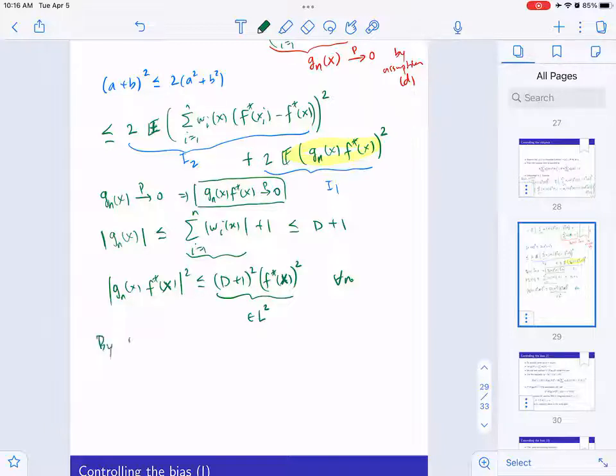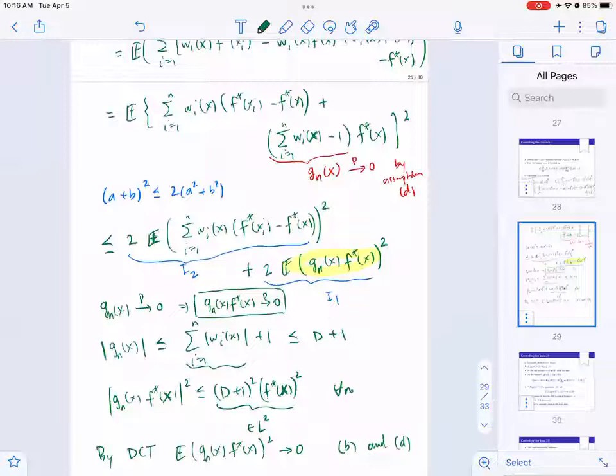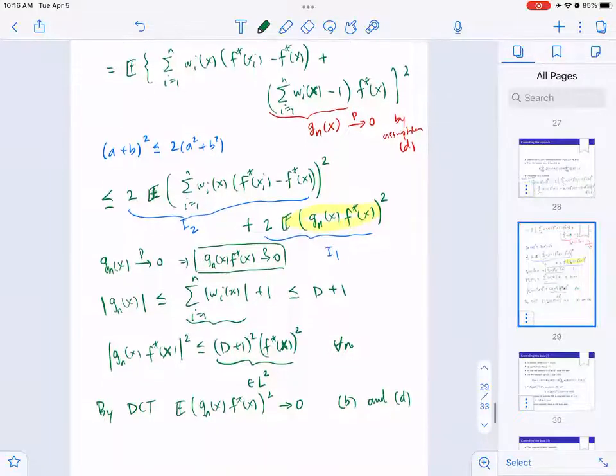So by DCT, in the end, G_n(x) f*(x) goes to 0. This relies on assumption, I believe E, the boundedness, and probably D. You can see that this sum can be different from 1, but this has to go to 1 for this to go to 0. So in order to control this, we need this condition, more or less. And then the rest is the technical part of the DCT. But this is fairly simple, okay?